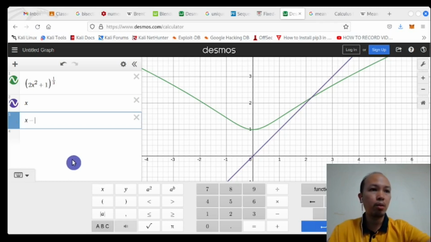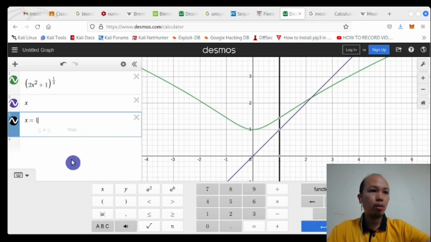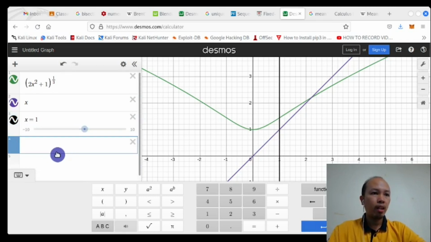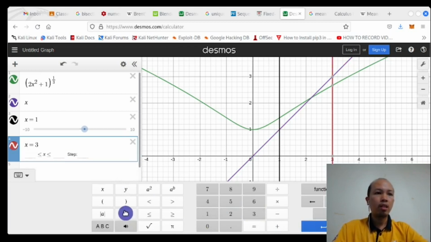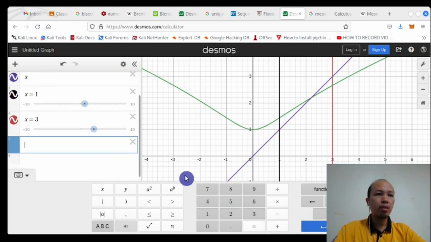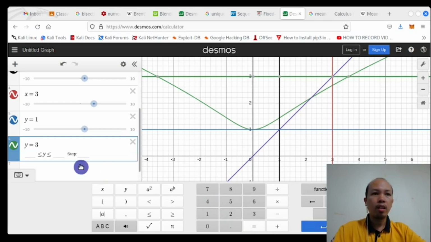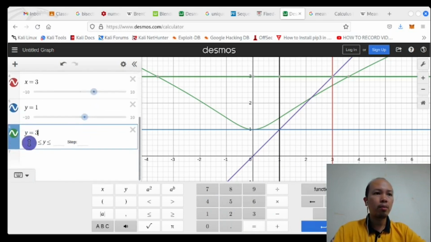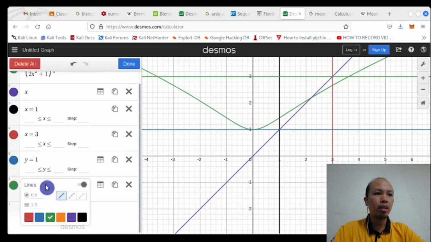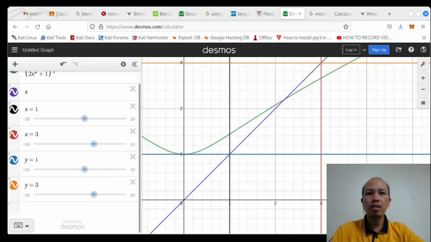So x is equal to 1, x is equal to 3, and also y is equal to 1, and y is equal to 3. Okay, and let's have this color. Let's change this one to orange. Okay, and let's zoom in.